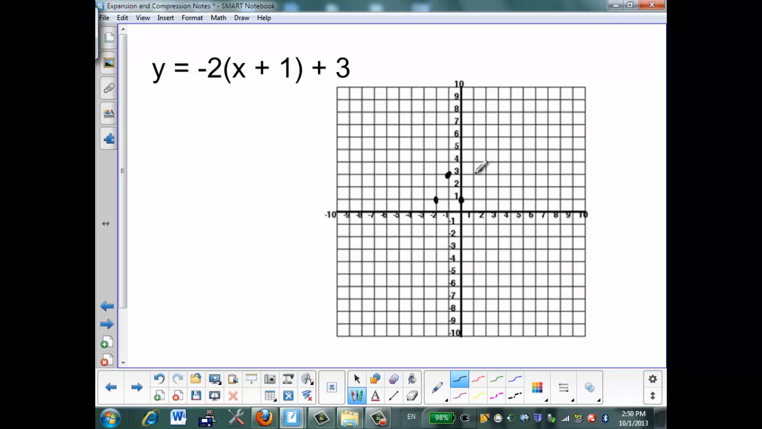Normally I'd go over 2 from the vertex and up 4, but I need to multiply that by negative 2, so I'm going to go 2 over, but now I'm going to go down 8. So that's going to bring me down to here. And I do the same on the negative side. Now for the next value, I would normally go over 3 up 9. Because of this, I'm going to go over 3 down 18, but that's going to be off our graph. So I draw in my lines here, and I get a nice downward facing parabola.